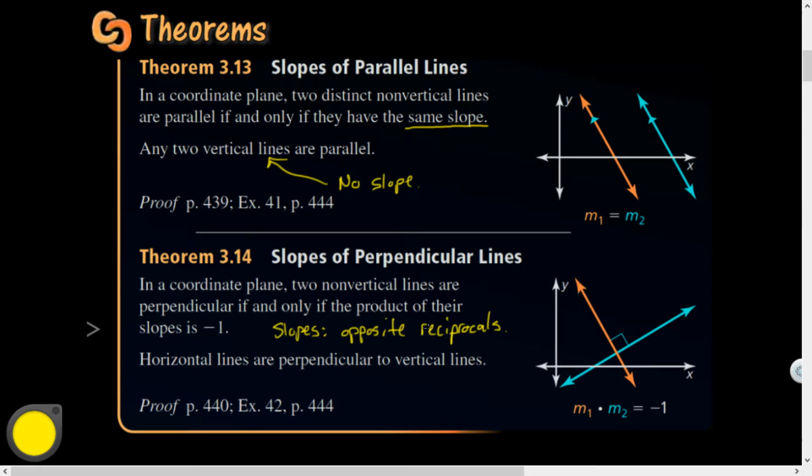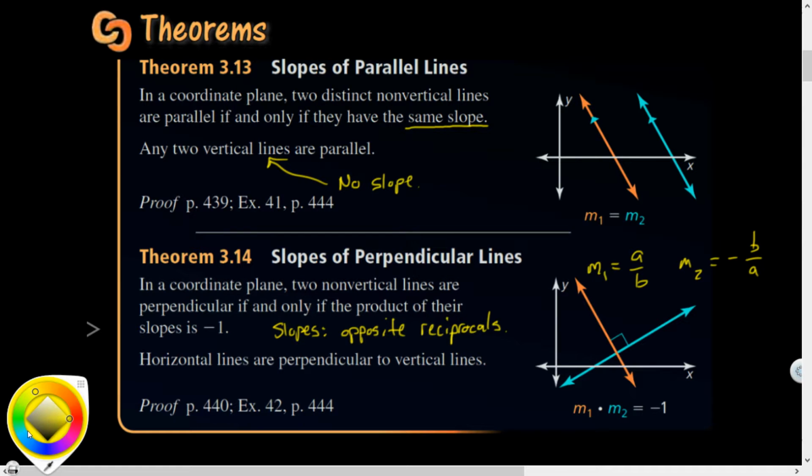Reciprocal, I like to sometimes say refliprical. Okay, so if M1 was equal to, say, A over B, then a perpendicular line would have a slope that is -B over A. So the reciprocal part is flipping it. The oppositing part is changing the sign. In their case, they said the product of their slopes is -1, which also applies.